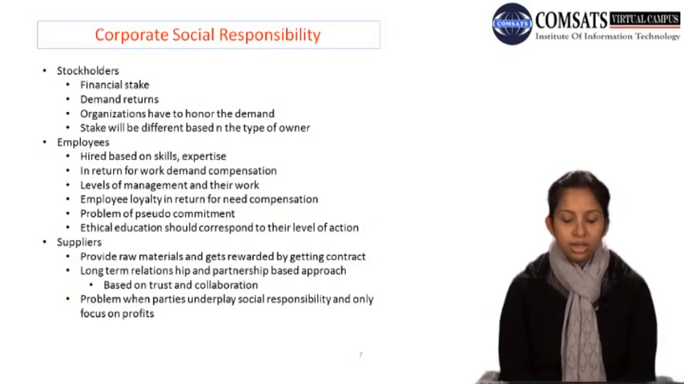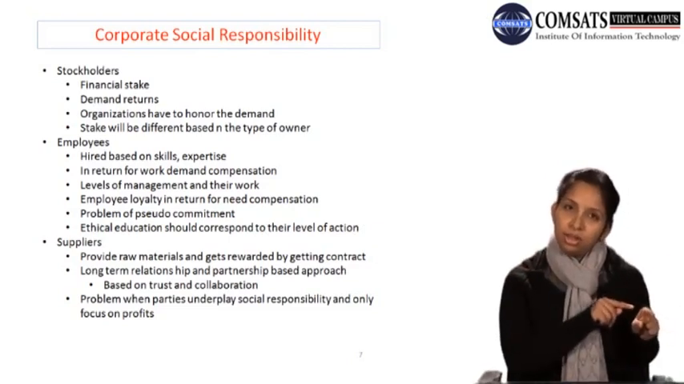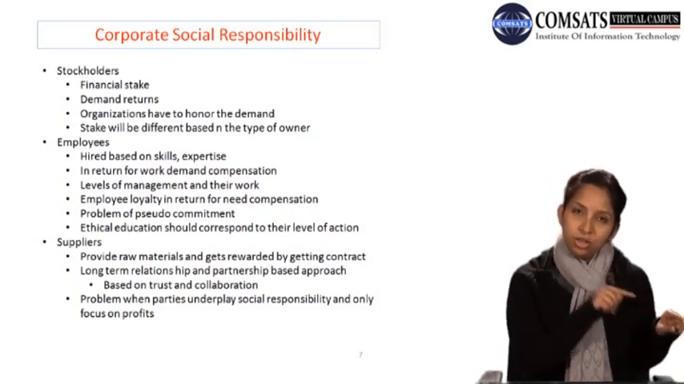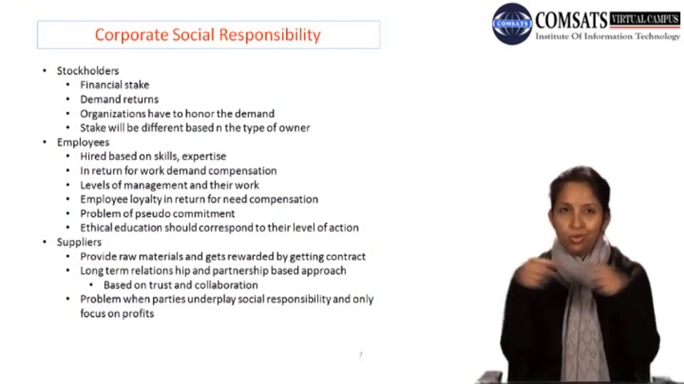They provide raw materials and get rewarded by getting contracts. So they provide raw materials to the business, and the raw material is important for the business. So the relationship here between the supplier and the business is two-sided.